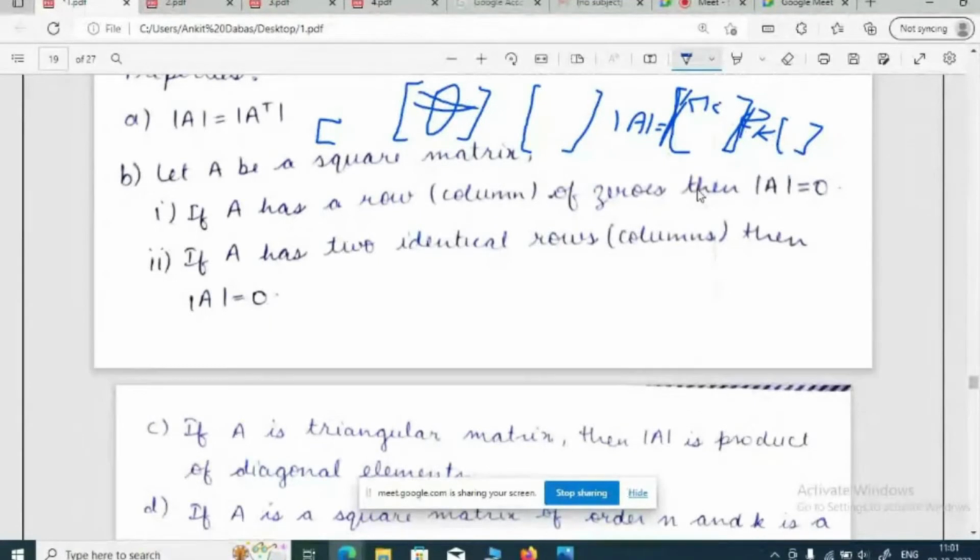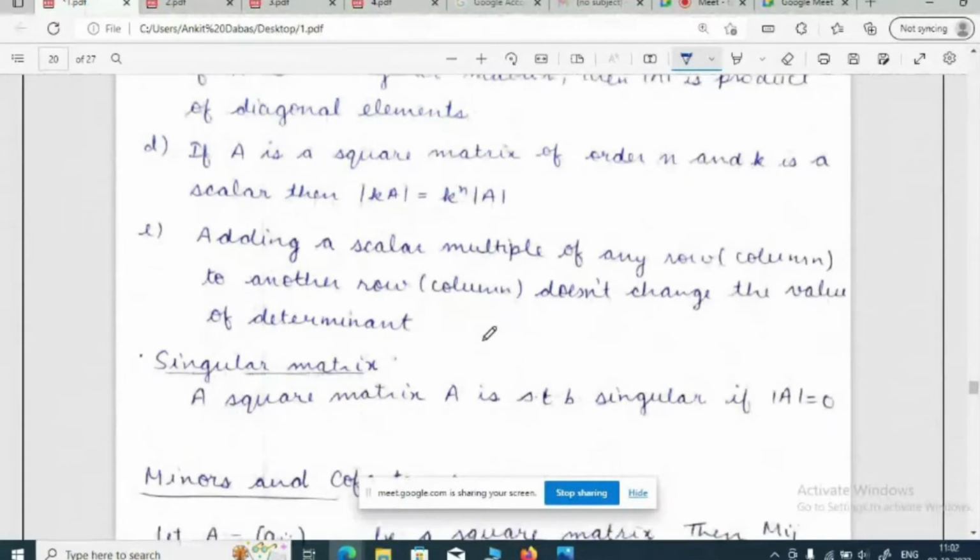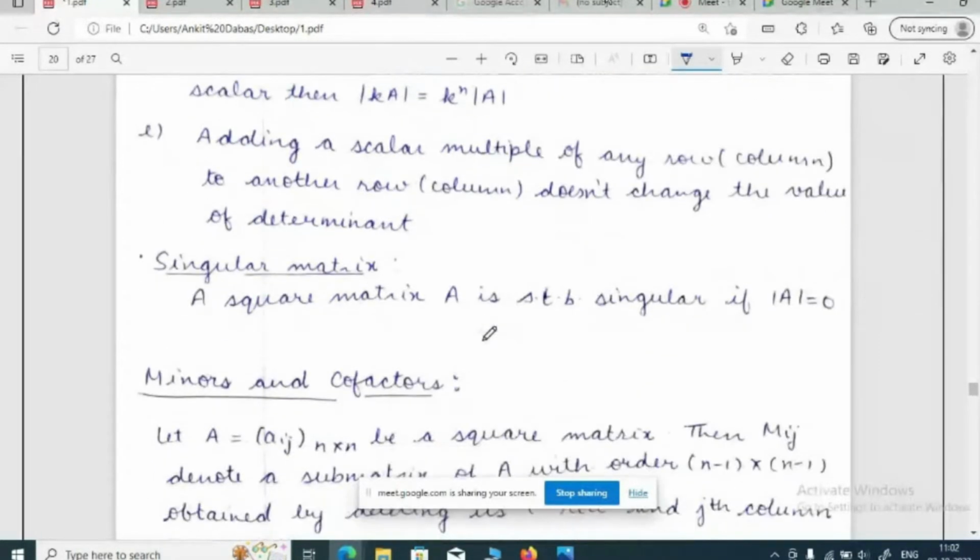If the scalar is common in the complete matrix, like in the first row we can take k common, in the second row also it is common, in the third row also, then it will be equal to k to the power of the order of the matrix. And if A is a triangular matrix, then the determinant is equal to the product of diagonal elements. This is the property that we were just discussing: the determinant of kA is equal to k power n into determinant of A. And adding a scalar multiple of any row to another row doesn't change the value of the determinant.